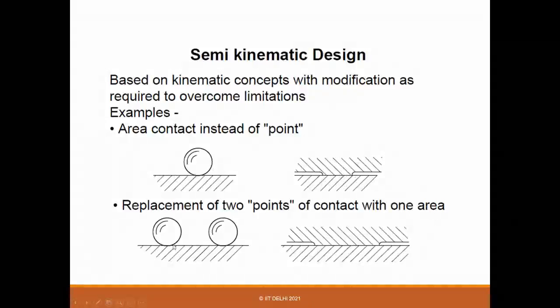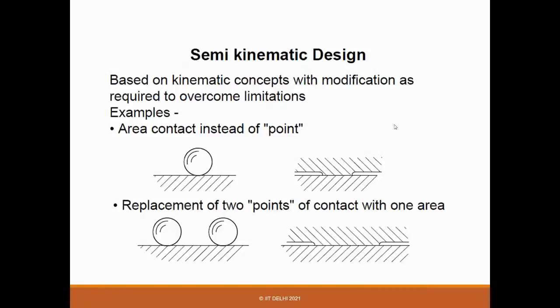Similarly, if we have a two ball point contact, this is equivalent to a line contact. And in that case, we can spread to a wider area, so we increase this area of contact. These are called semi-kinematic because you started with the kinematic, the theoretical concept, and then you use an averaging concept. So you try to average it out over a certain length so that you still get the benefit of kinematic design.